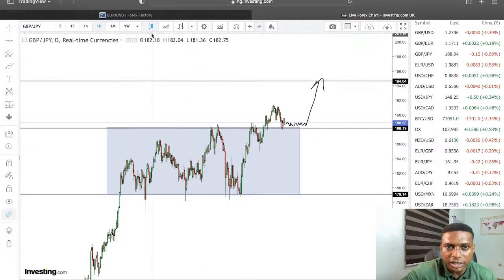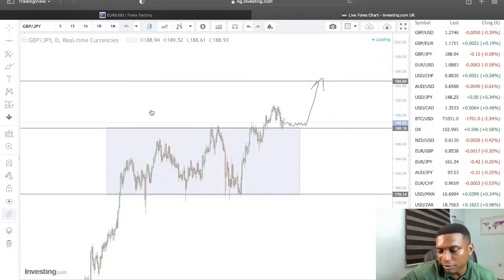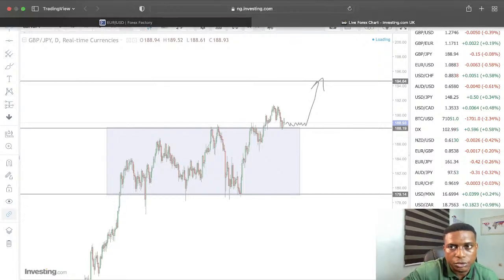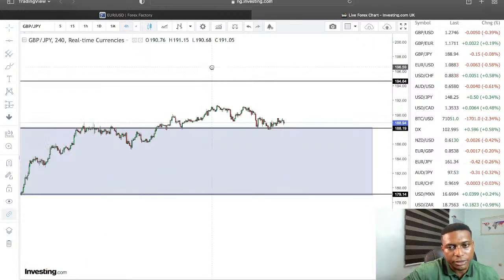That is on a daily time frame. Now let's go down to the 4 hours time frame, because the closer we look into the time frames, the clearer it becomes. So let's go down to the 4 hours time frame.